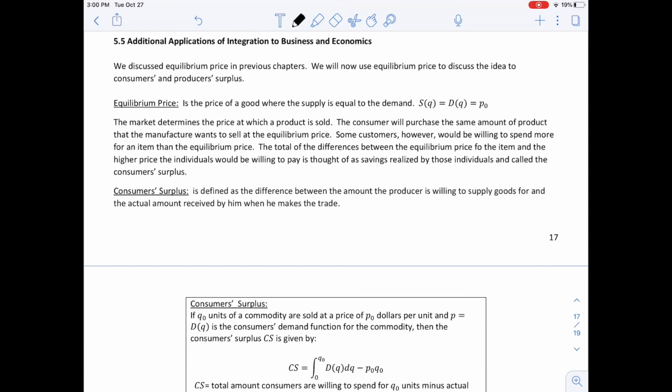Some consumers, however, would be willing to spend more for an item than the equilibrium price. The total of the difference between the equilibrium price for the item and the higher price the individual is willing to pay is thought of as savings realized by those individuals and is called the consumer's surplus. So consumer surplus is defined as the difference between the amount the consumer is willing to pay for goods and the actual amount paid when making the trade.